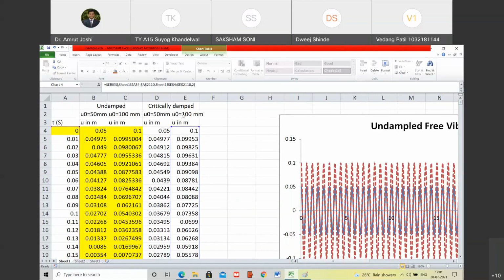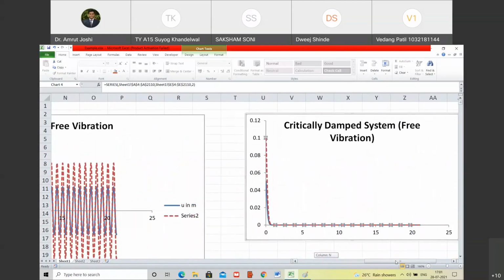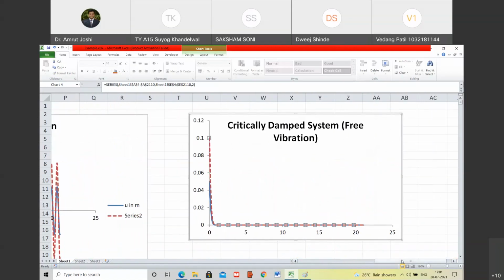So earlier graph was without damping. Now this graph is with damping, but not any value of damping. It is critically damped system. And can you see this blue line? That blue line is the response of critically damped system with same parameters, but when pulled towards right by 50 mm. Agreed?